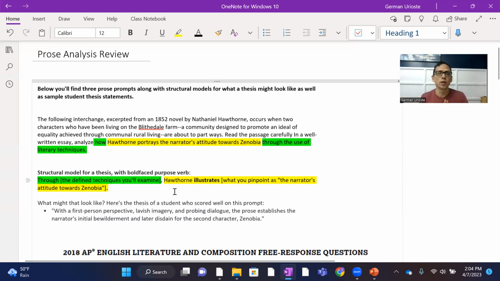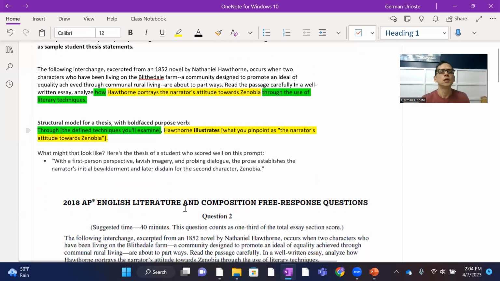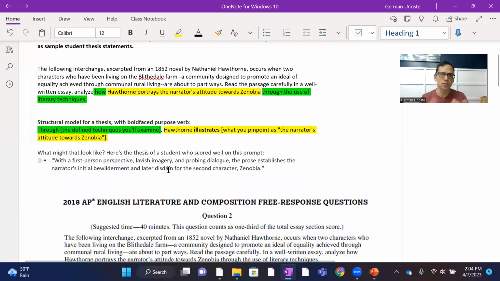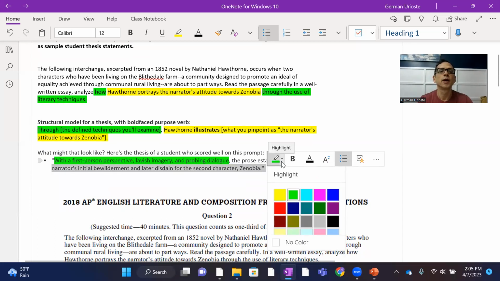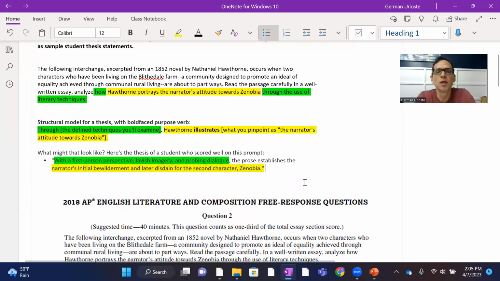So let's take a look at what a student who did well wrote for that thesis statement. Here's the thesis of an actual student who took the test and did well. Notice how it follows the structure that we've been talking about. With a first-person perspective, lavish imagery, and probing dialogue, those are the techniques, the prose establishes the narrator's initial bewilderment and later disdain for the second character, Zenobia. So you've got the 2 parts there, define, which is what you want to do in your thesis statement.